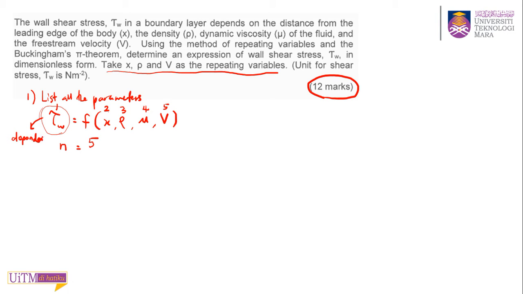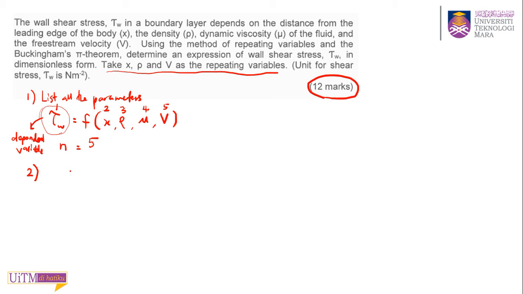Dependent variable, because tau depends on x, the distance, rho, mu, and also the velocity. This is also one of the parameters. Tau is the dependent variable, and the others, x, rho and so on, are the independent variables. So your n is 5: 1, 2, 3, 4, 5. The f is a function, not a parameter; it just says tau is a function of x, rho, mu, and v. That's your first step.